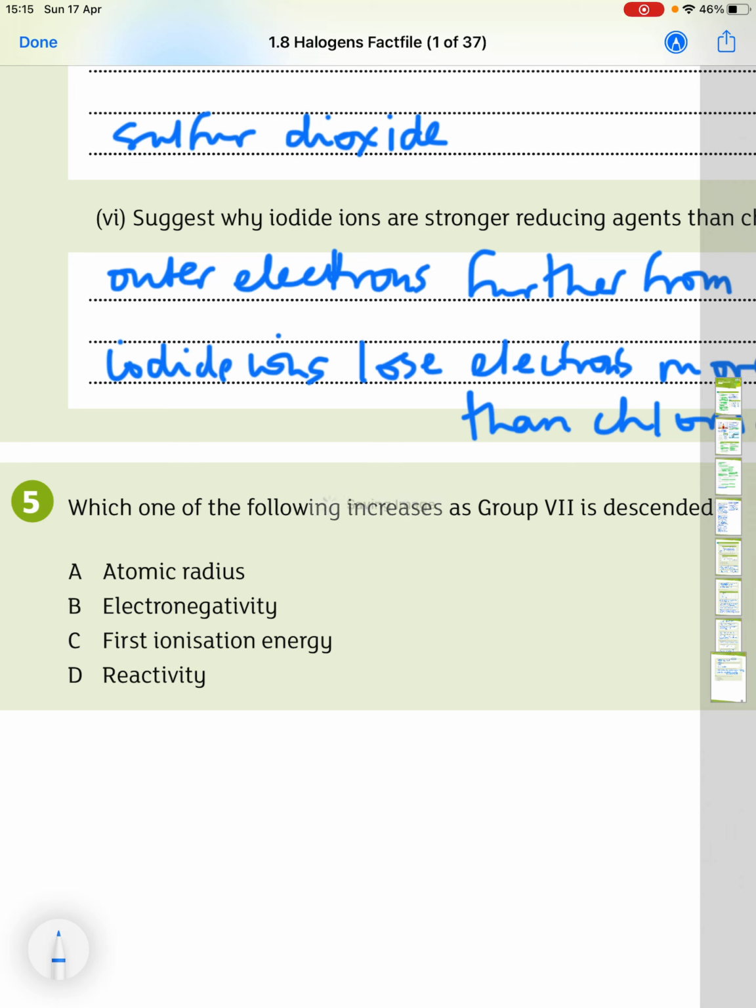And finally, number 5, which one of the following increases as group 7 is descended? Well, the answer is A. You can see that straight away. It's atomic radius. B is electronegativity. Obviously, it increases up the group towards fluorine first. Ionization energy increases up the group, and reactivity also increases up the group. So it has to be A.